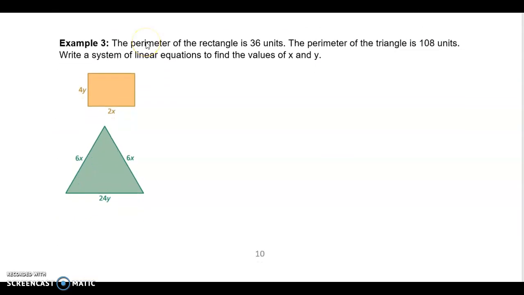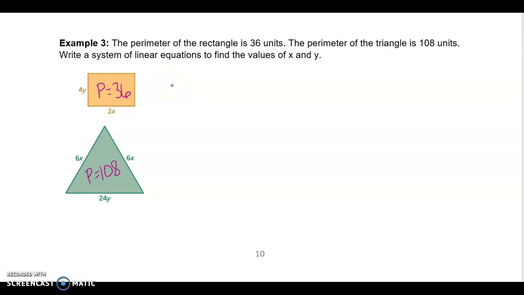It says the perimeter of the rectangle is 36 units. So I'm just going to write P for perimeter equals 36. The perimeter of the triangle is 108 units. I'm going to go ahead and write that one on here. You should do the same. Write a system of linear equations to find the values of x and y. So it doesn't actually say to find them. It just says we're going to write that system. So we just need to write an equation for both the rectangle and the triangle.